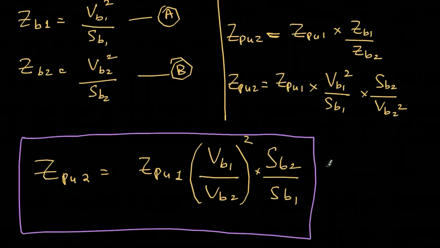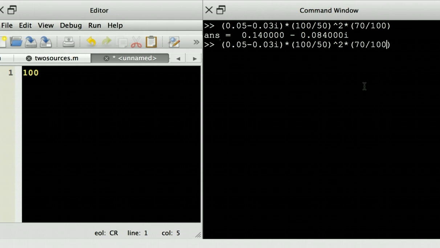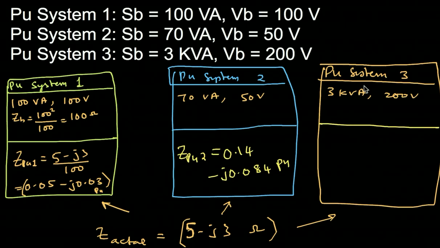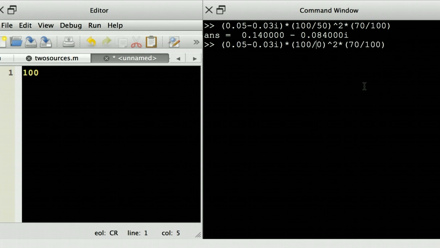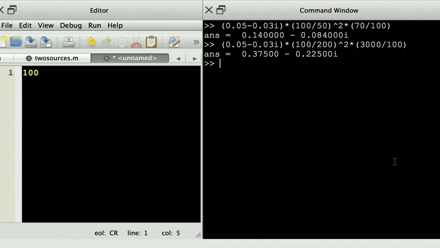So what are the base quantities for the third system? 200 volts and 3 kVA. So let me just go back. In the same, instead of 50 volts, it is 200 volts, and then instead of 70, it is 3 kVA. So that is 3000. So I'm getting 0.375 minus J 0.225.